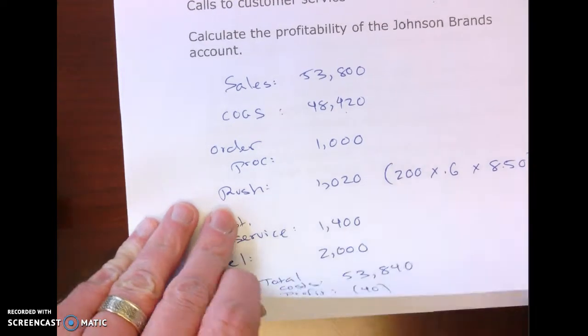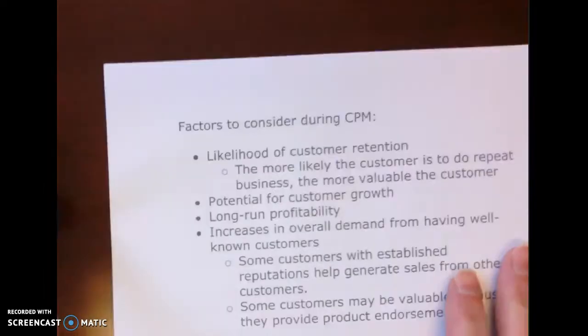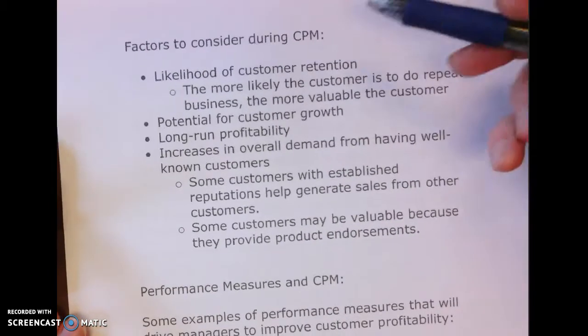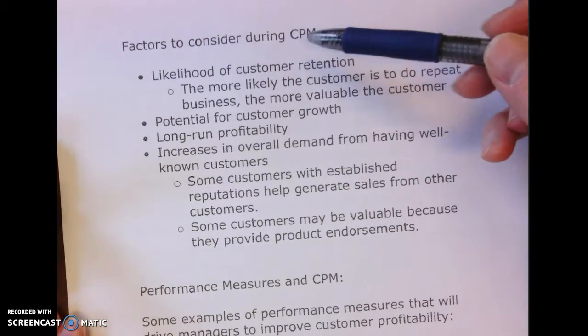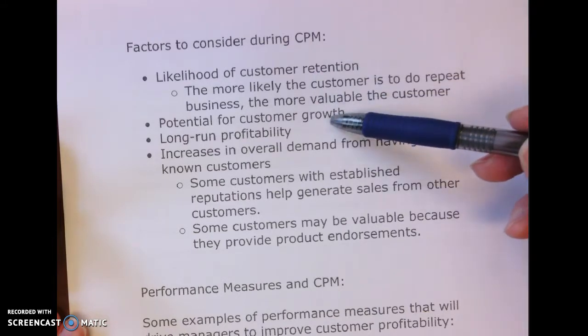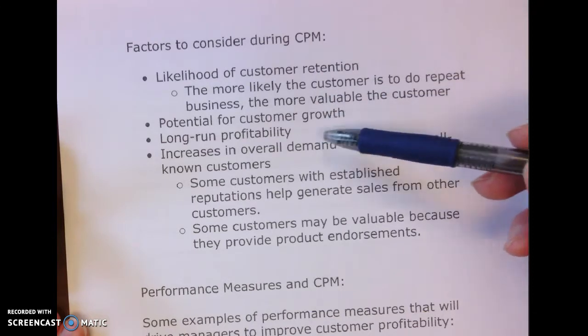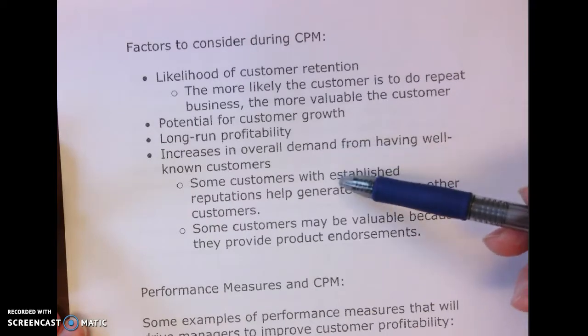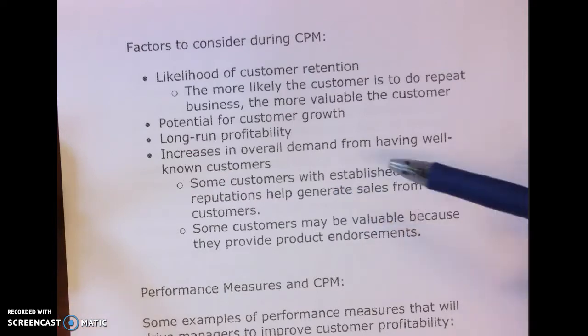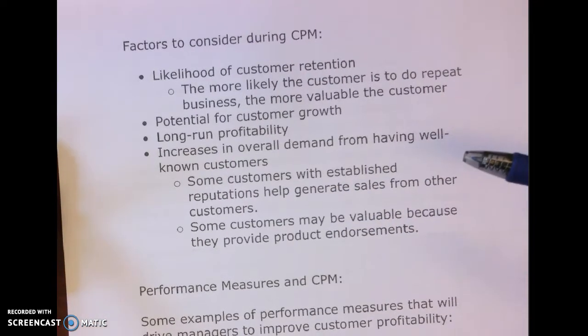Okay. The last thing that we'll talk about, well, before we get into activity-based pricing, we may talk about some more factors here, comment some more on CPM. Some factors to consider with CPM: likelihood of customer retention, potential for customer growth, long-term profitability. Okay. And again, what we can say is some customers with established reputations can help generate sales from other customers, right? And some customers may be valuable because they provide product endorsements.